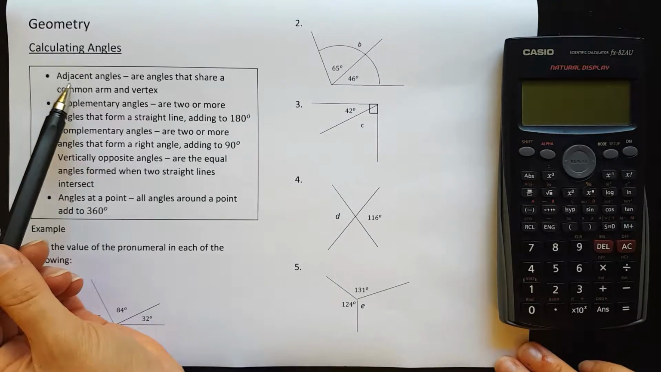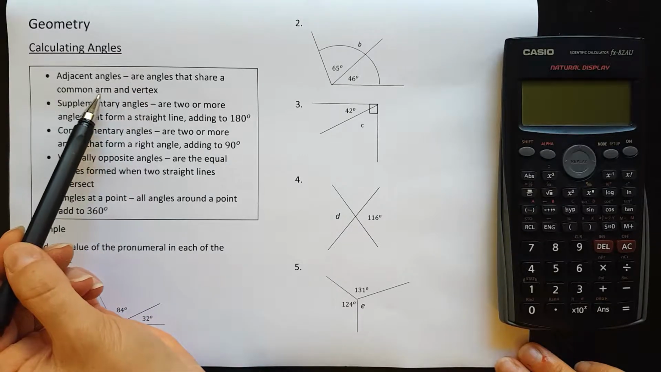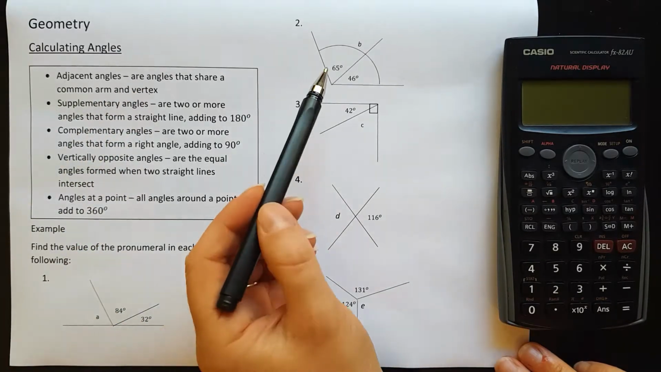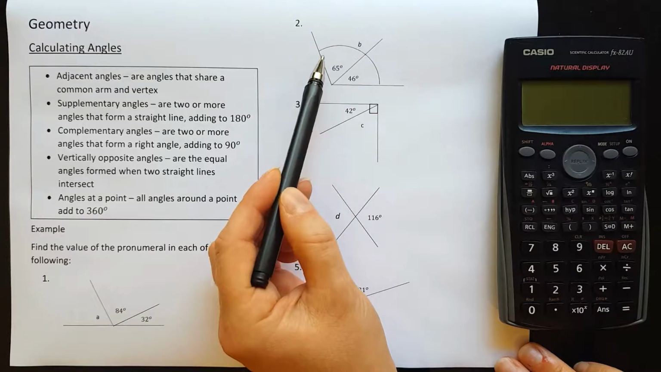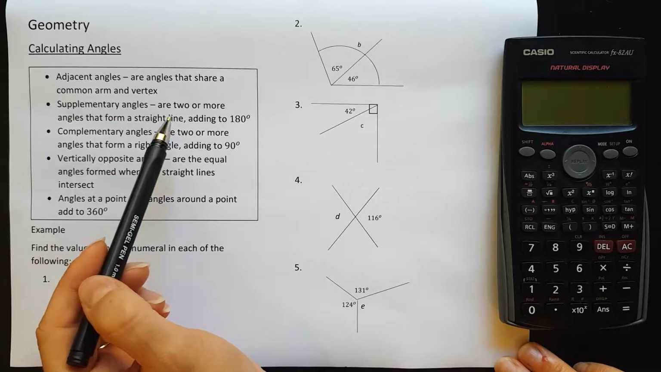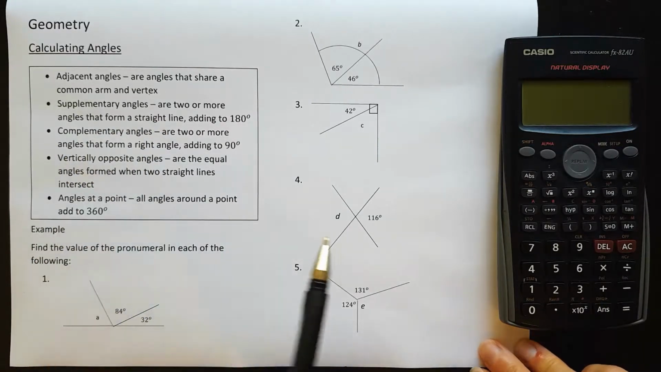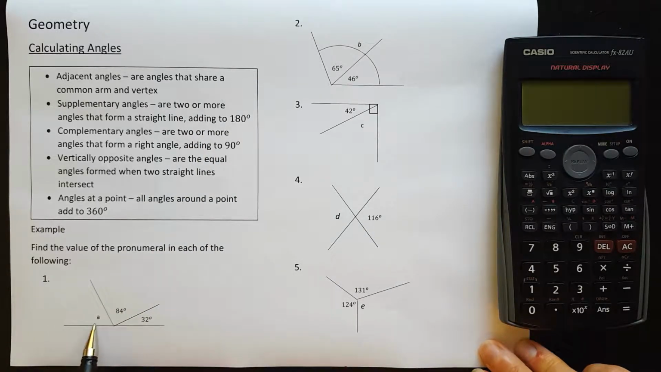We want to talk about adjacent angles. Adjacent angles are the name that we give to angles that share a common arm and a vertex. So for example, over here are two angles that are sharing this arm and this point. So they are called adjacent angles. Supplementary angles are two or more angles that form a straight line and they add up to 180 degrees. So here is a straight line, broken up into three angles. That would be an example of supplementary angles.